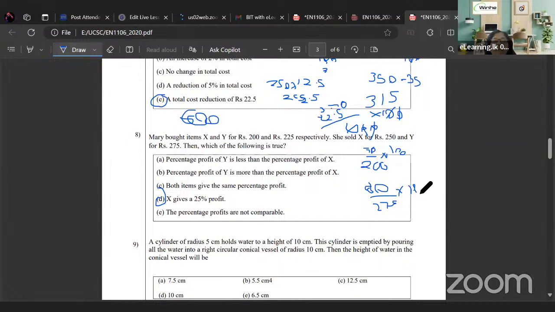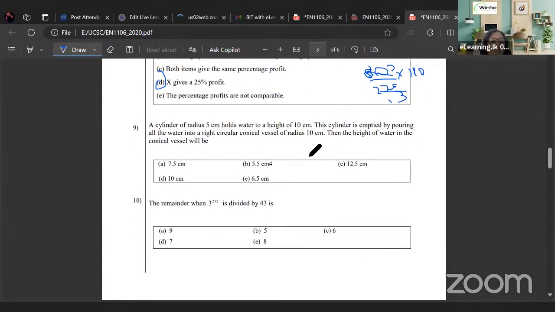Then 100. 25 into 2, 25 into 1 and 6. Then 200 divided by 30. So the percentage profit of Y is less than X's profit. When you calculate, they are not equal. The value is equal, but the percentages are not equal. Therefore, the answers are E and E. Right. Now we will move on to question number 9.